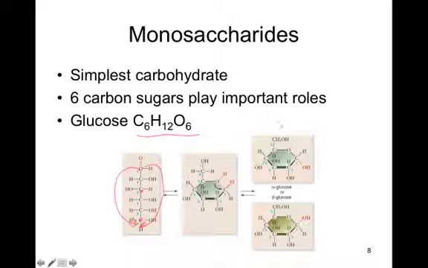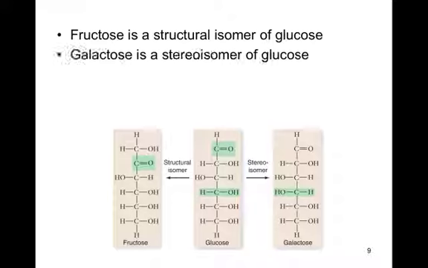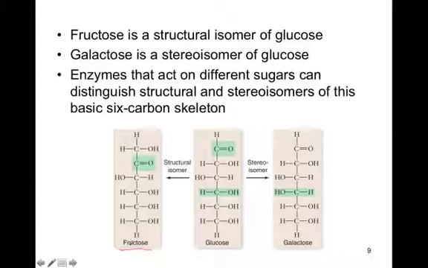You'll notice that this also is bonded together by dehydration synthesis. We simply remove two H's and an O, and we have one ring structure of glucose. Now, a few slides ago, I discussed isomers. Fructose is a structural isomer of glucose. That is, it has the same formula, but you can notice that fructose definitely has a different arrangement of atoms than we see in glucose.